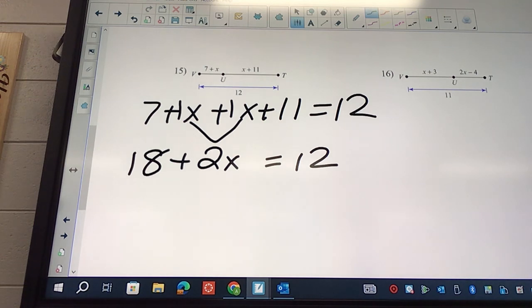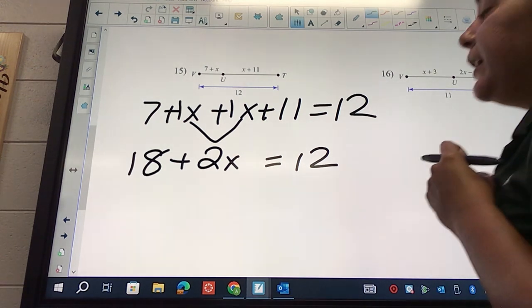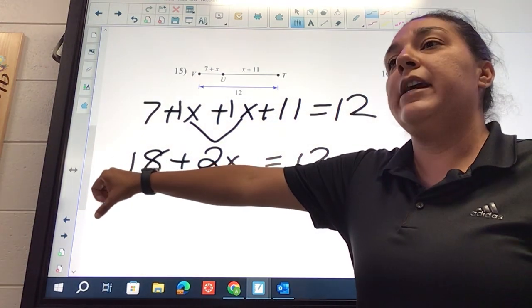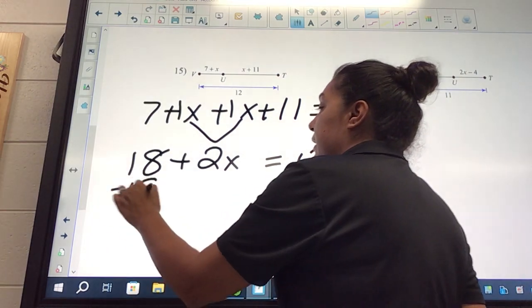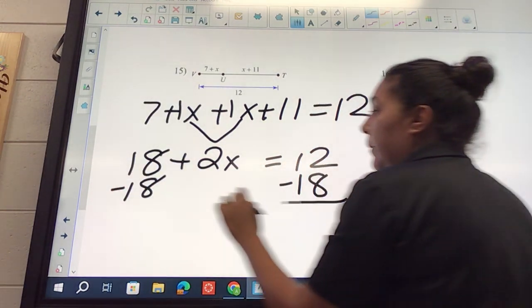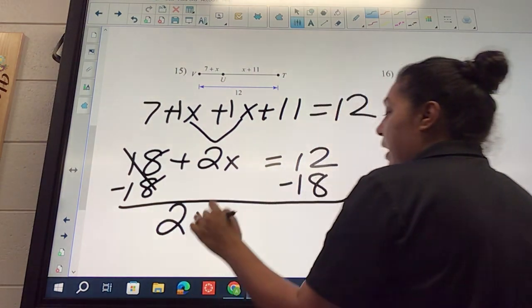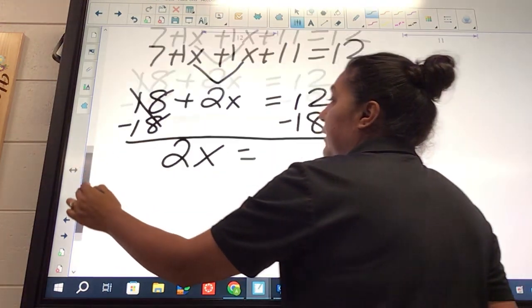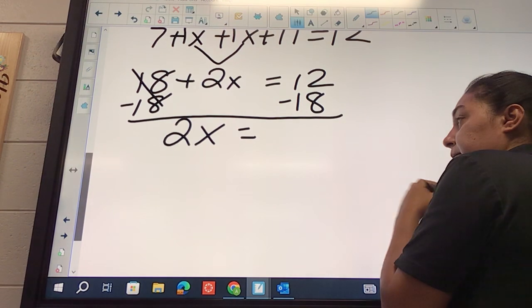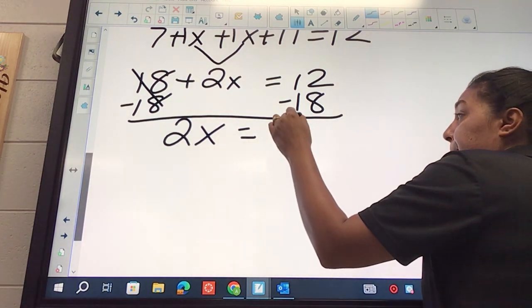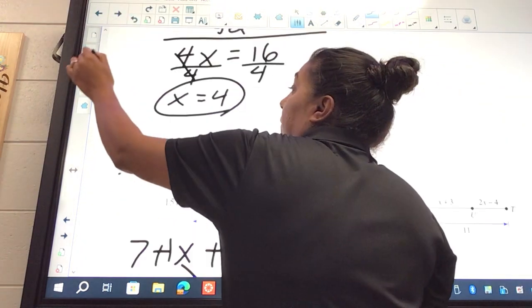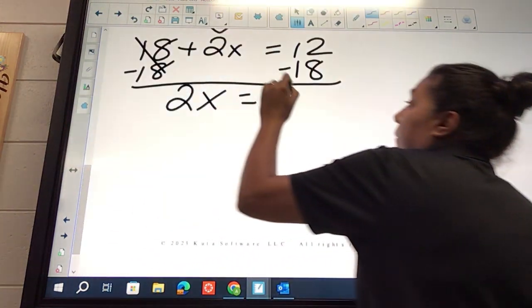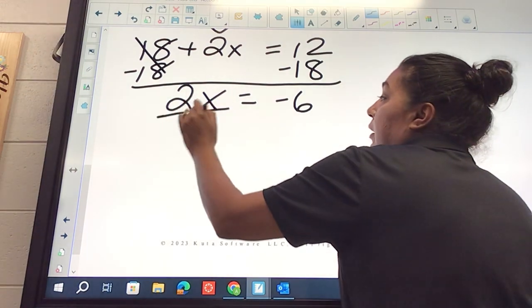Okay, what's our next step gonna be? Minus 18. Okay, and same thing here. So there's no sign in front of this 18. That's okay. If there's no sign there, it's just given that it's a positive. Okay, so we say minus 18, minus 18. I'm gonna get 2x equals, what is 12 minus 18? Negative 6. Somebody agree with that? Negative 6. And then we're going to divide by 2.